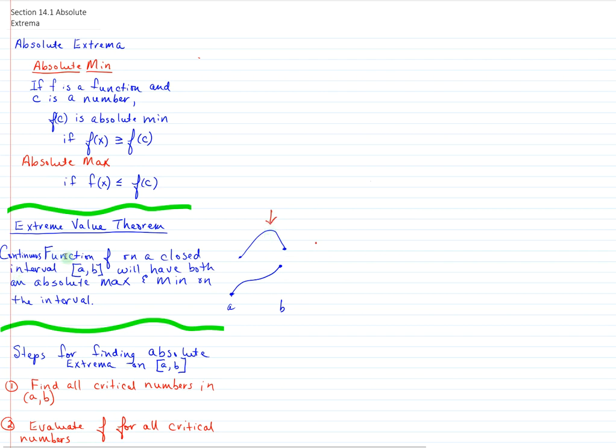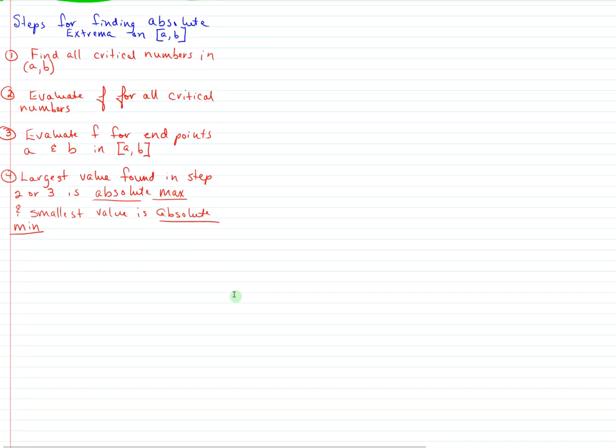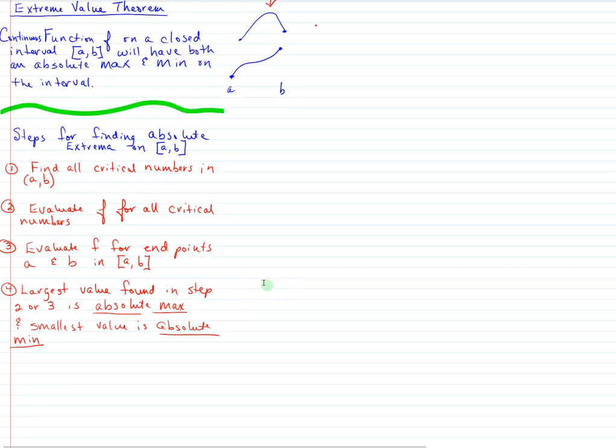Now, on a continuous function f on a closed interval from a to b, you will have both an absolute max and a min. And that should make sense. You've got two endpoints. There's going to be a high point. There's going to be a low point on that closed interval. Now we have some steps, and these are important for finding the absolute extrema using our calculus.